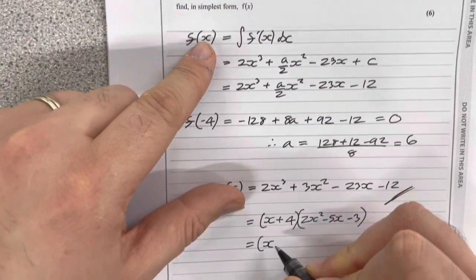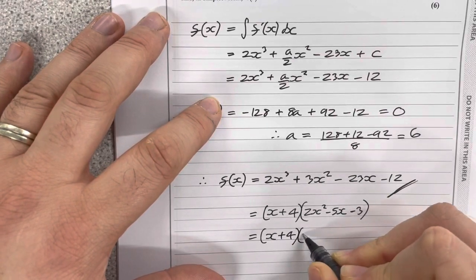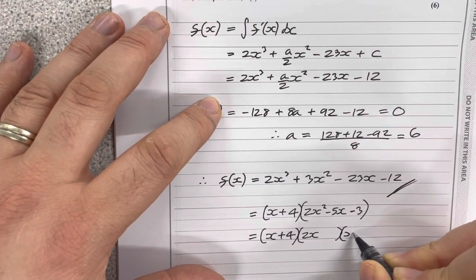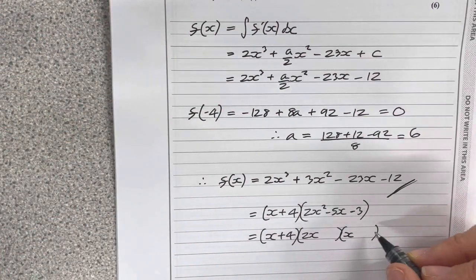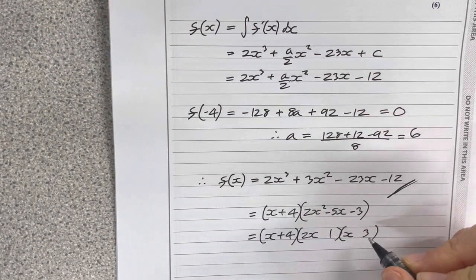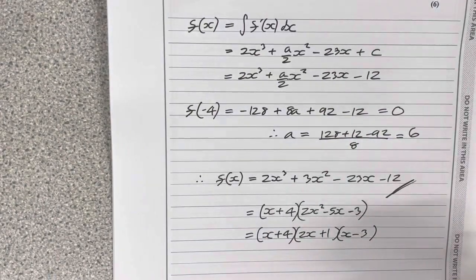And then factorise this quadratic, so x plus 4 into 2x, x. One to be plus and a minus, got to be a 3 and a 1. That makes a 6, a 3 and 1, and I want that to be minus and plus. There we go. Fully factorised.